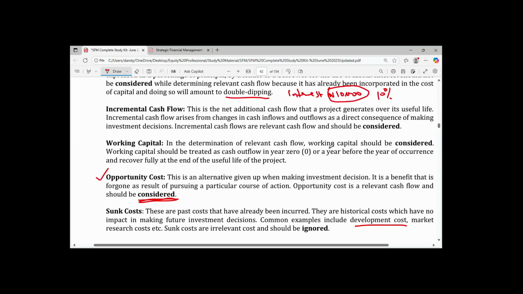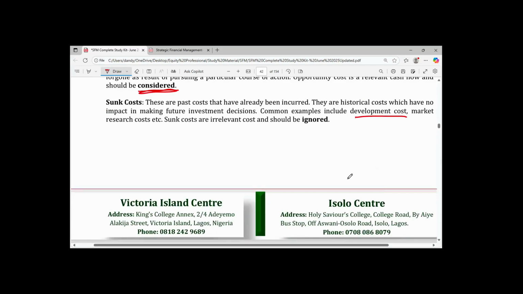And then the last area we are going to discuss is working capital. What do you mean by working capital? Working capital represents the difference between current assets and current liabilities. I repeat, working capital represents the difference between current assets and current liabilities. In the determination of financial viability of a project, working capital should be considered and included. However, how do you treat working capital? There are two different ways you can treat working capital in a question, depending on the nature of the working capital given to you. Let me explain the two.